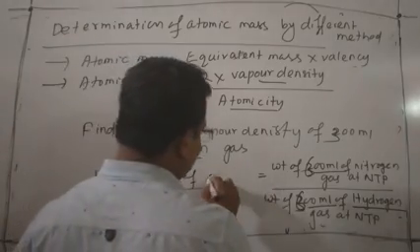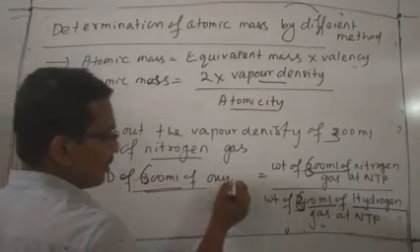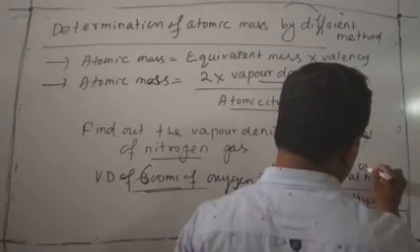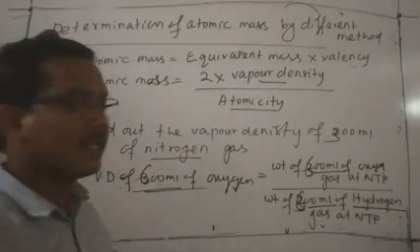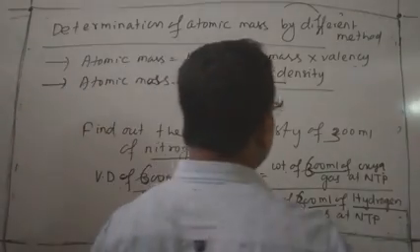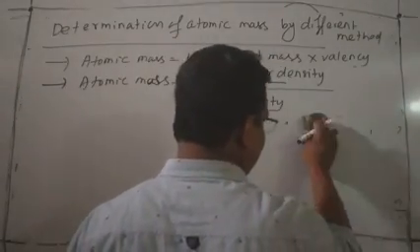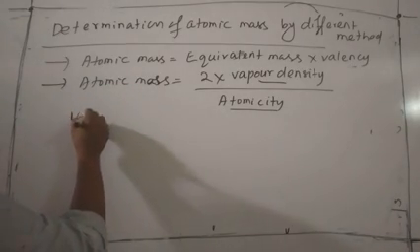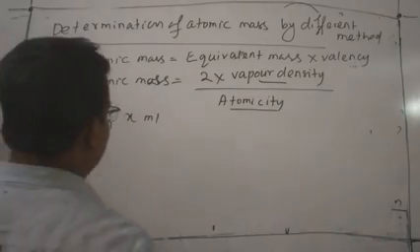Suppose oxygen is given. The vapor density of 600 ml of oxygen means the weight of 600 ml of oxygen gas at NTP divided by the weight of 600 ml of hydrogen gas at NTP. That means what will be the formula for vapor density? Let's take the volume as x ml.